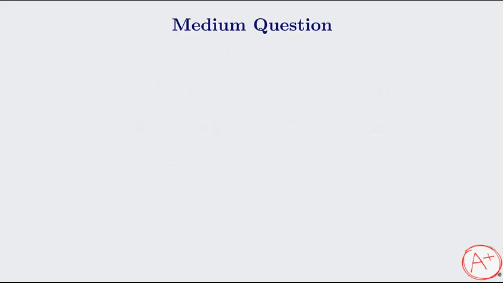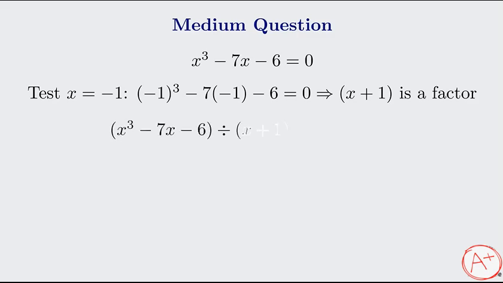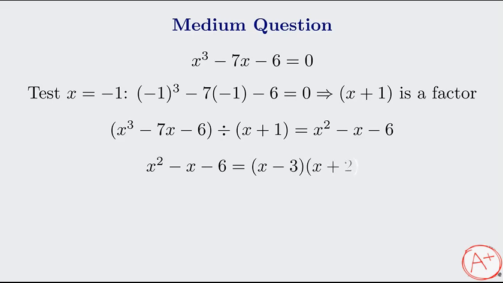For the medium question, we must find the first root ourselves. The equation is x cubed minus 7x minus 6 equals 0. Testing x equals minus 1 gives minus 1 cubed minus 7 times minus 1 minus 6, which equals minus 1 plus 7 minus 6, which is 0. So x plus 1 is a factor. Dividing the cubic by x plus 1 gives the quadratic x squared minus x minus 6. Factorizing x squared minus x minus 6 gives x minus 3 times x plus 2. The roots are x equals minus 1, x equals 3, and x equals minus 2.